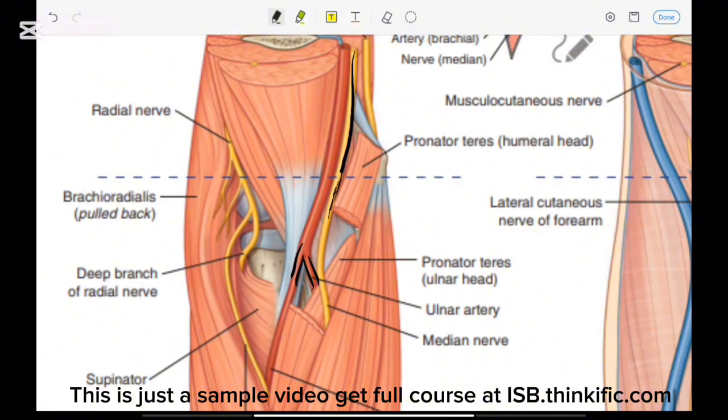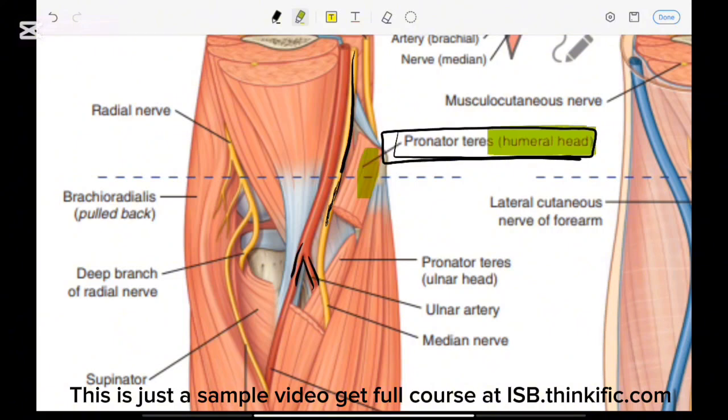The muscle that I was telling you about, the pronator teres, actually has two heads. It has a superficial head here, which we call the humeral head, which is this one. This is the humeral head of the muscle, right? And it has been cut away in this position to reveal the deeper head. This deeper head comes from the ulna, and it is called the ulnar head, right? So it has two heads.